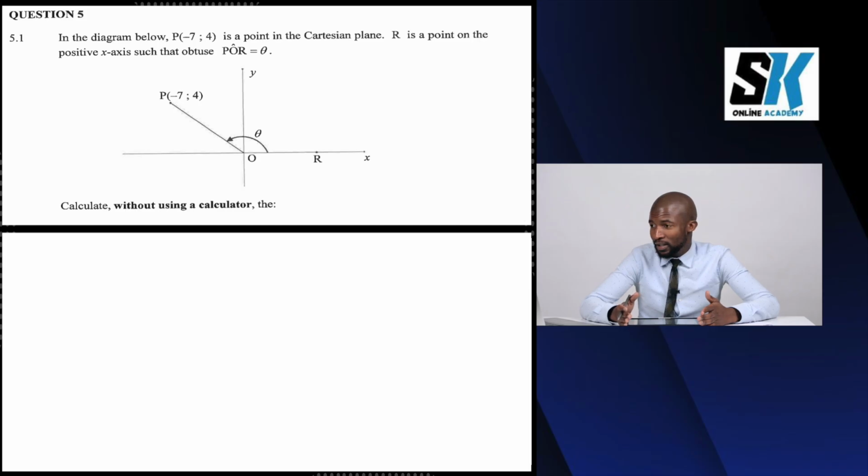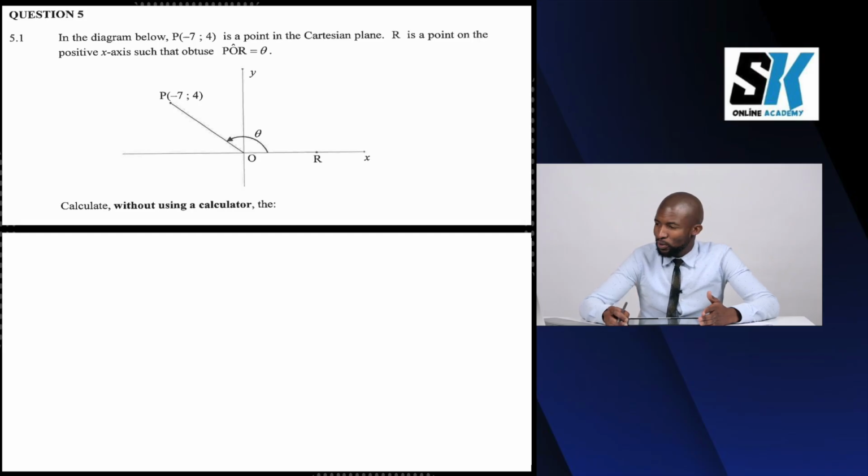But before we get there, question 5.1 says, in the diagram below, you have point P, which is (-7; 4), a point in the Cartesian plane. R is a point on the positive x-axis such that the obtuse angle, which is angle POR, is equal to theta. Then it says in 5.1, calculate without the use of a calculator.